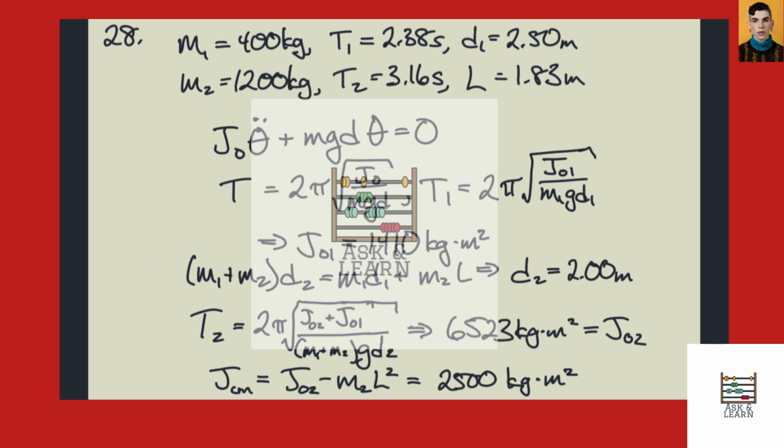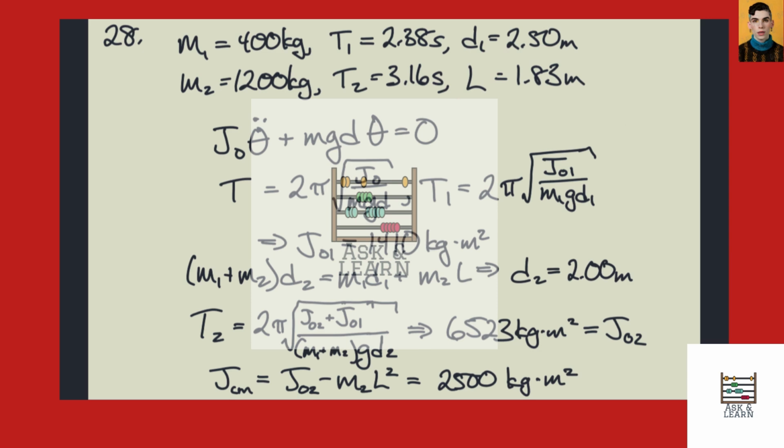Anyway, I can't remember what this is, but regardless of what it is, we can figure out what J naught 2 is. Even if it's the sum of these two, then we need to take that away from it to get J naught 2. We know from the parallel axis theorem that J naught 2 equals JCM plus M2L squared, where L is the distance from the pivot to the center of mass of the object we're interested in. And that we were given.